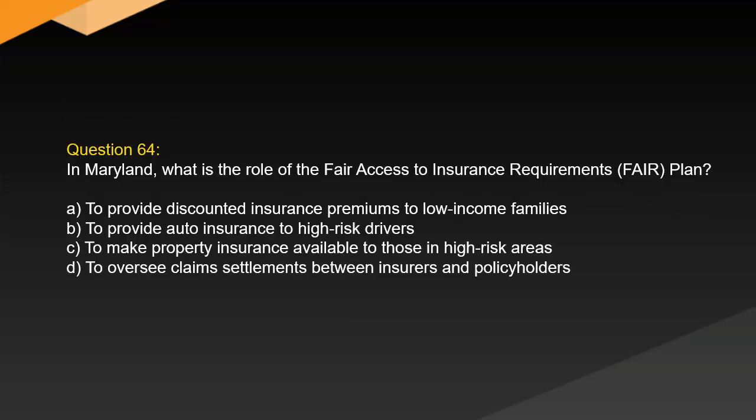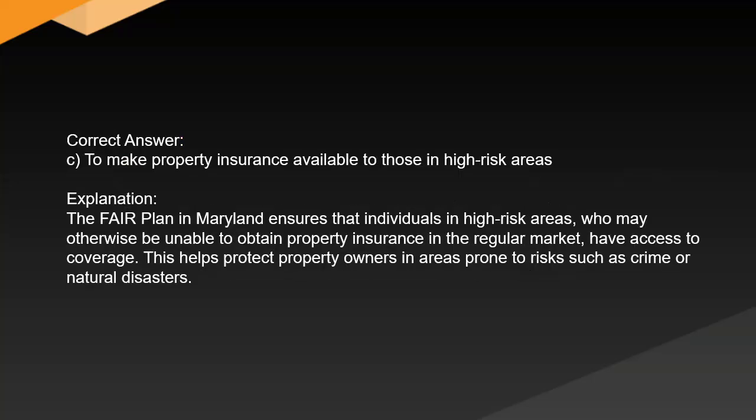Question 64. In Maryland, what is the role of the Fair Access to Insurance Requirements (FAIR) Plan? A. To provide discounted insurance premiums to low-income families. B. To provide auto insurance to high-risk drivers. C. To make property insurance available to those in high-risk areas. D. To oversee claims settlements between insurers and policyholders. Correct answer: C. To make property insurance available to those in high-risk areas.